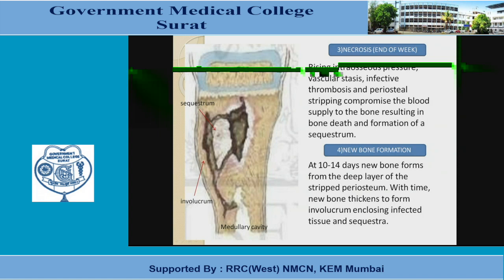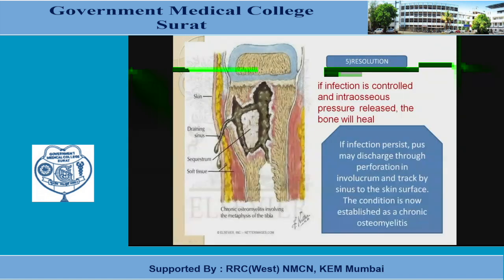So this is the sequestra in the center. And the last stage is resolution. If the infection is controlled and intraosseous pressure is released, the bone will heal. If the infection persists, the pus may discharge through perforations in the involucrum, which are the multiple holes in the involucrum, known as the cloaca. So pus escapes from the involucrum and is tracked by a sinus to the skin surface. The condition is now established as chronic osteomyelitis.